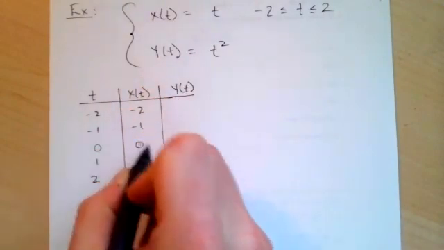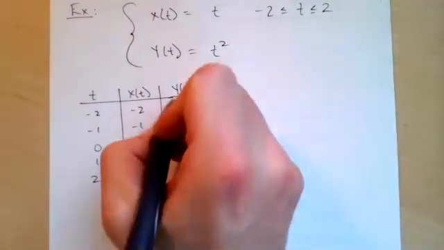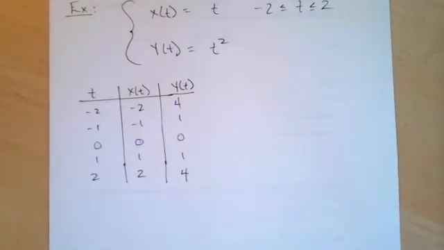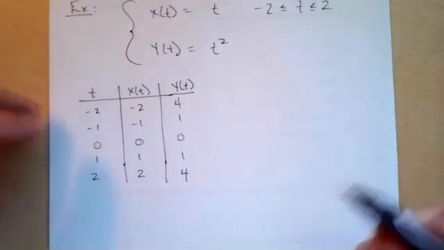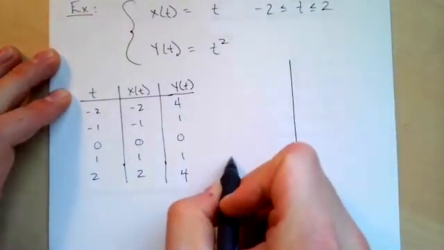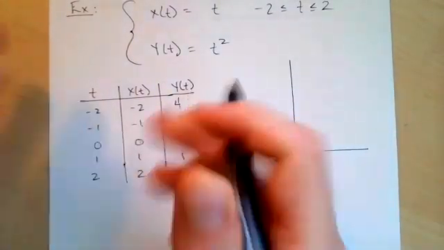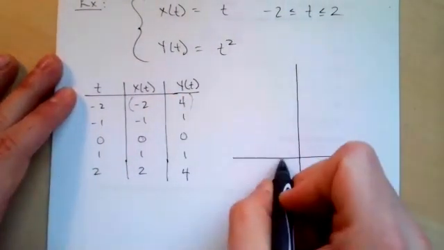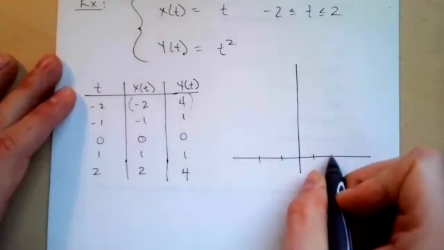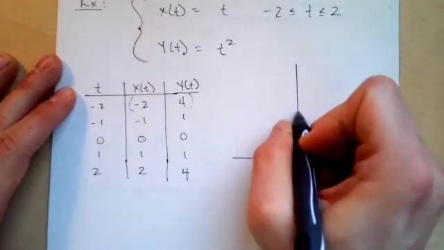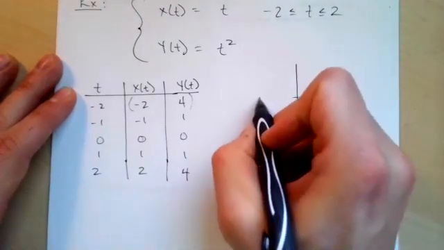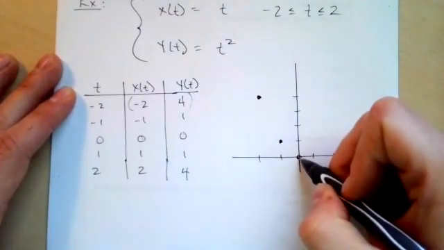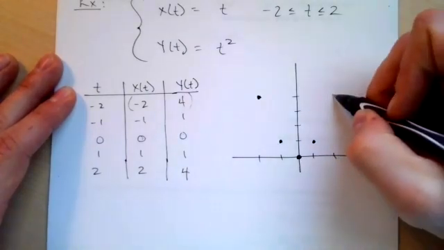X is equal to t, so that one's easy enough. Y is t squared. And so then what you want to look for in terms of graphing this, think of your x and y as the ordered pair. This is literally the ordered pair x, y. So you just graph all of those points as you would if you were graphing in pre-calc. So we've got -2, 4, -1, 1, 0, 0, 1, 1, and 2, 4.